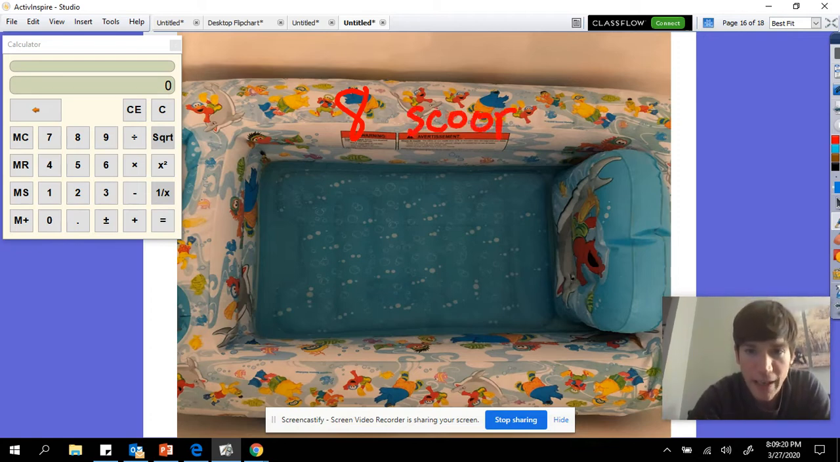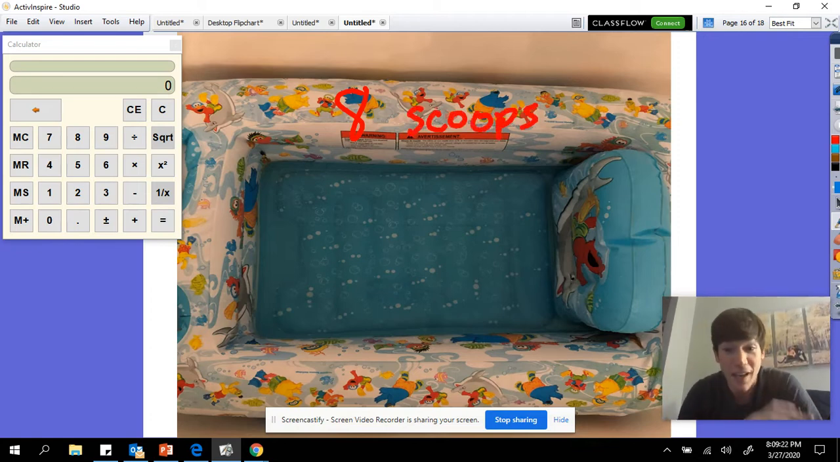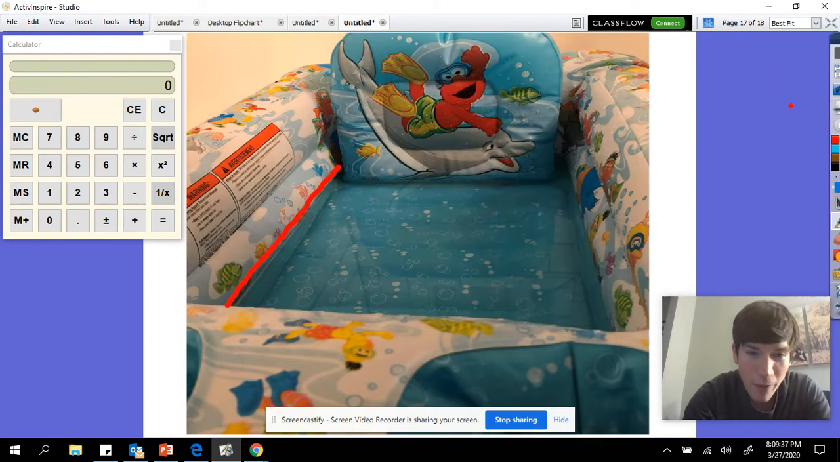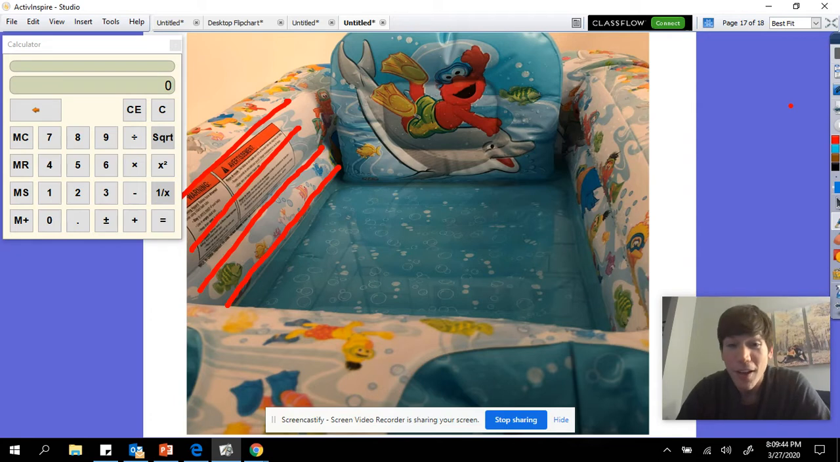Now you'll notice that 8 of these scoops definitely does not fill the tub up completely, but it does fill it up partially. In the video, I tried to shake it so that you could see where the water level was. From this perspective, you may notice the water level is somewhere about here. The way I looked at this is in fourths. So I said that currently I had 1/4 of the tub filled up.